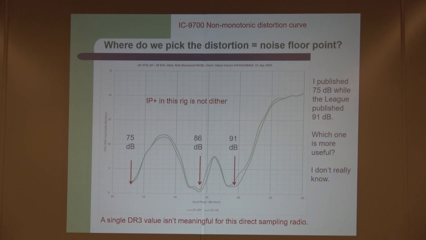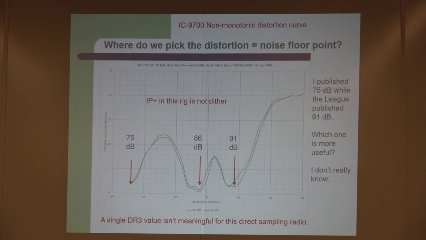You can see there's sort of two graphs there almost on top of each other. One's with the IP plus on and off is like nothing. So I don't know what Icom's doing on the 9700. I love the radio. I retired my 25-year-old monoband 2-meter rig from Icom. But what is the dynamic range of this radio?